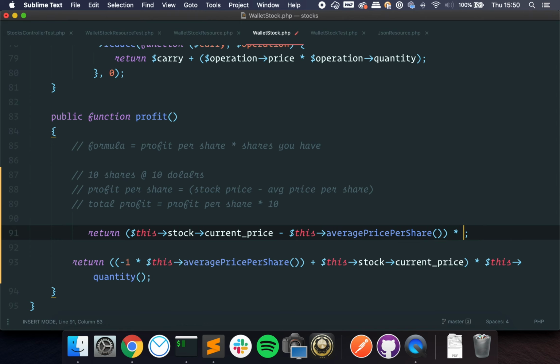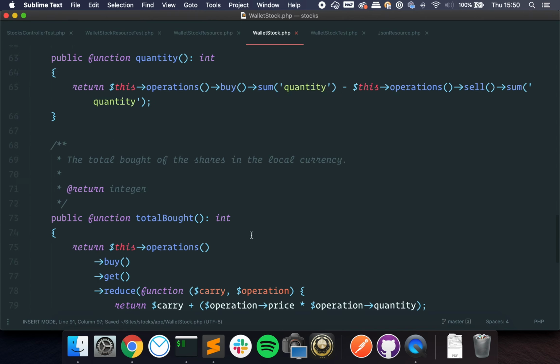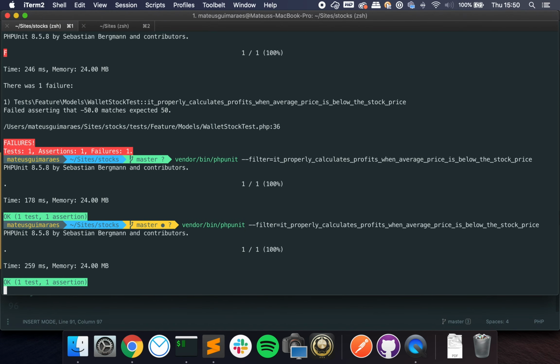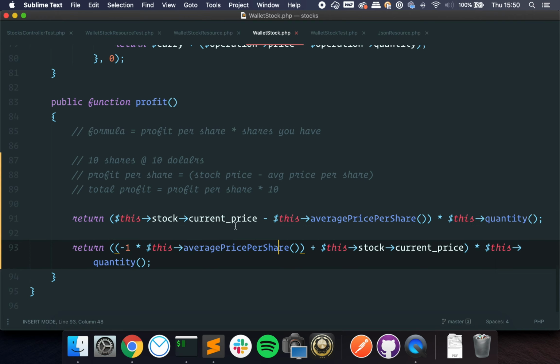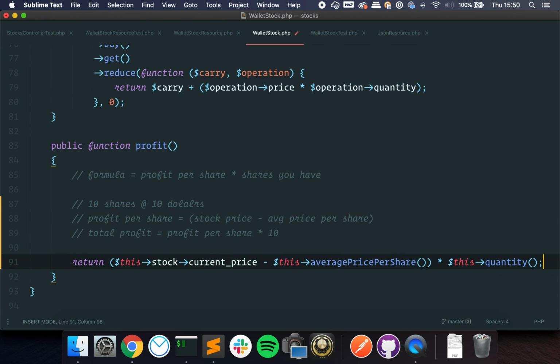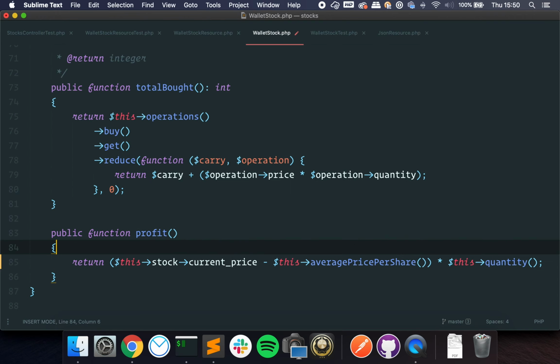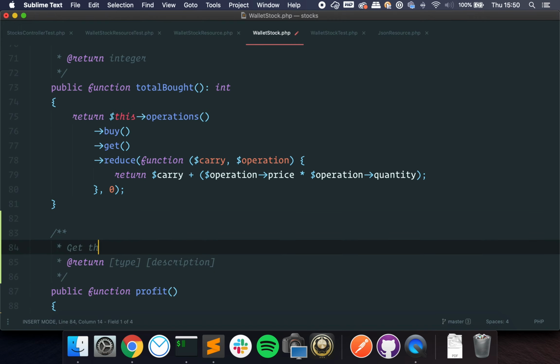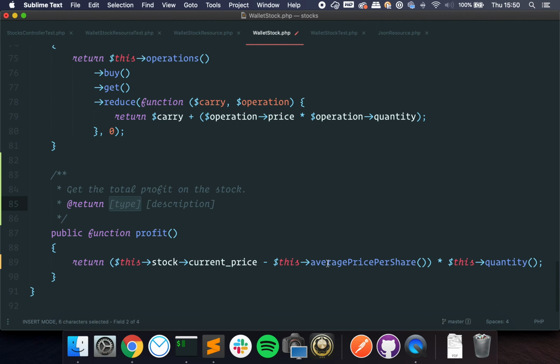So it would be this times the quantity of shares you have, right? Okay, let's try this. Okay, it works. I don't know what we were doing wrong, but this formula gets the total profit on the stock. Float.